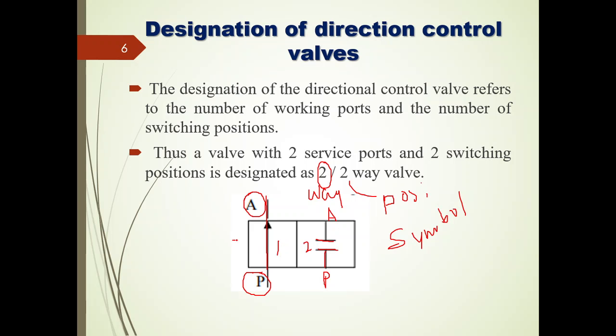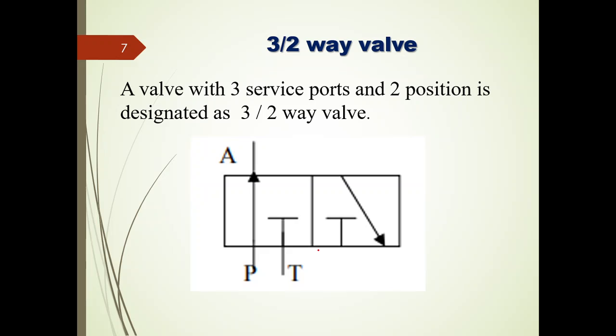In order to actuate this, I may use a mechanical lever to actuate the first position. If you don't actuate the first position, it will automatically go to the spring return position, that means the second position. That is the case of the 2 by 2 direction control valve. The next one is the 3 by 2 direction control valve.